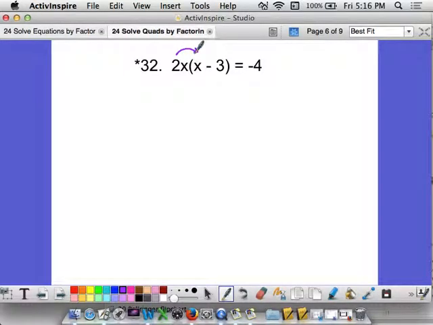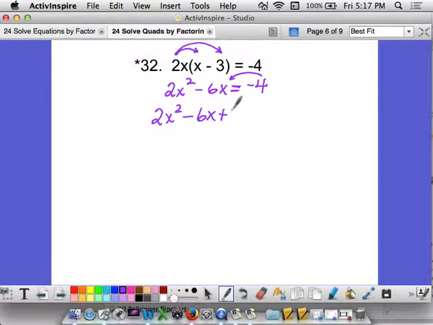Well, 2x times x is 2x squared. 2x times -3 is -6x, and that's equal to -4. Once I'm to this point, then I'm going to set it equal to 0, and I'm going to solve. So I bring the -4 over, and it becomes a +4. So I have 2x squared minus 6x plus 4 is equal to 0.